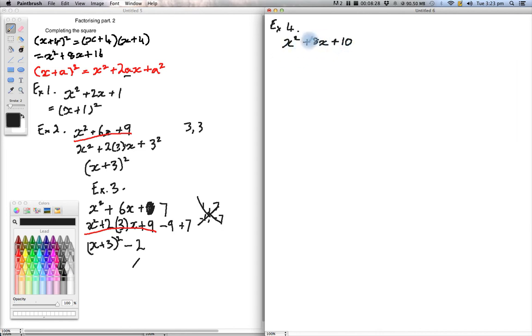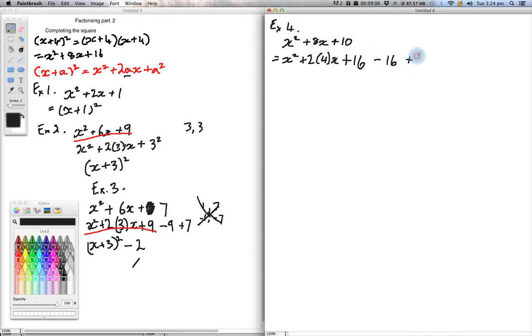So first we'll change our 8x so it looks like this. So we'll take out the 2. So that equals x squared plus 2 times 4x. So our a here is 4. So now we need to complete the square by putting in a 4 squared term. So 4 times 4 is, of course, 16. Now we need to take away our 16 because we can't just add it in for free. We've got to take it away again. Now we've got to include our plus 10 from before as well.